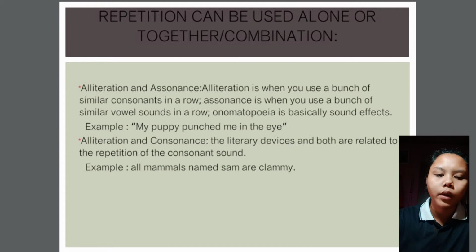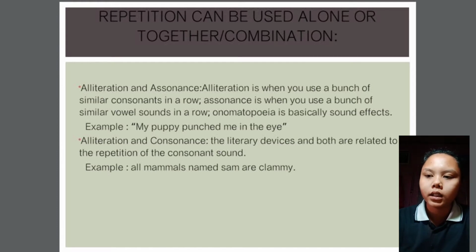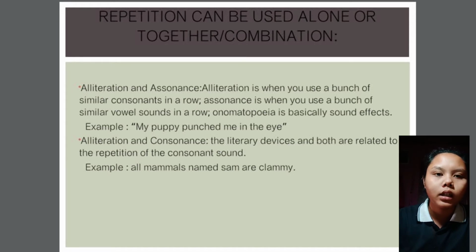Assonance is when you repeat the vowel sound in the stressed syllables of words. The second is alliteration and consonance. They are literary devices and both are related to the repetition of the consonant sound. In alliteration, the repetition is happening in the words where the stress is available. On the other hand, in consonance, the repetition of consonants occurs in closely connected words. For example, all mammals named Sam are clammy.